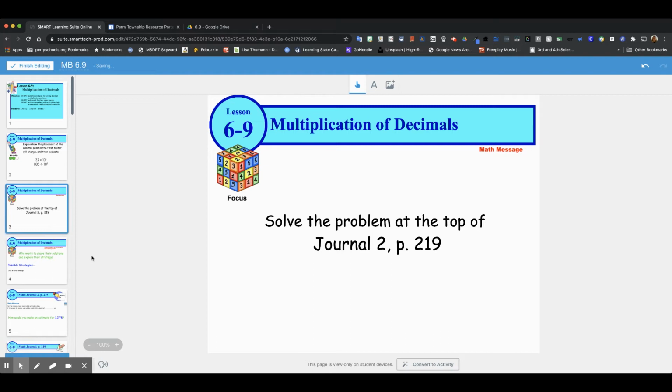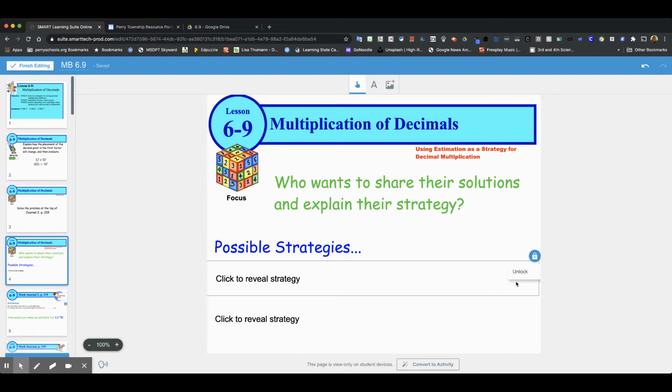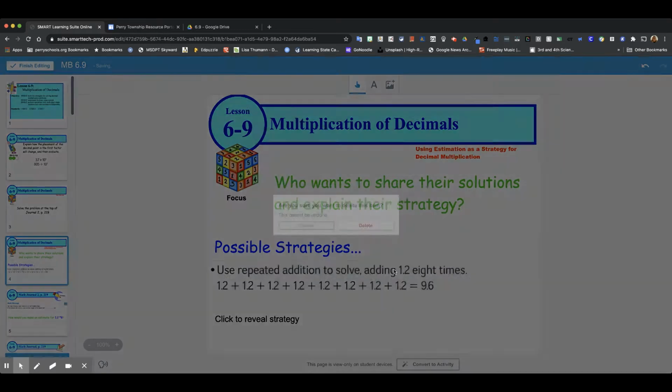So if you can open up to page 219 and look at the problem that is at the top, and go ahead and pause the video now, solve it. When you finished it, come back and let's look through this together. So hopefully you had some solutions, you weren't stuck, but some strategies for that problem would be as follows. Let's take a look at these together.